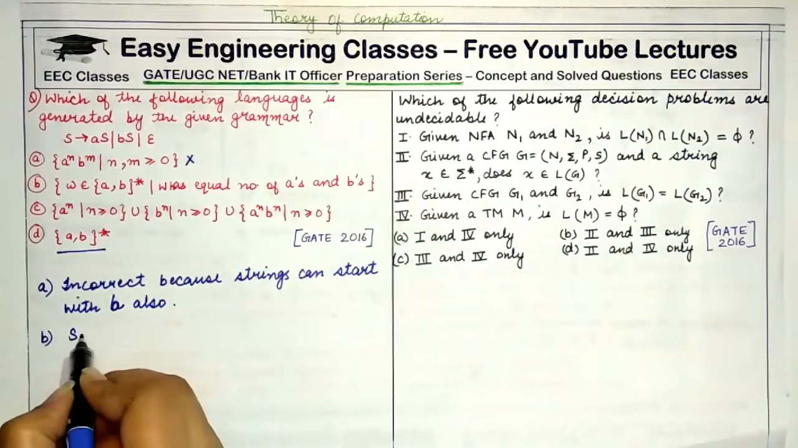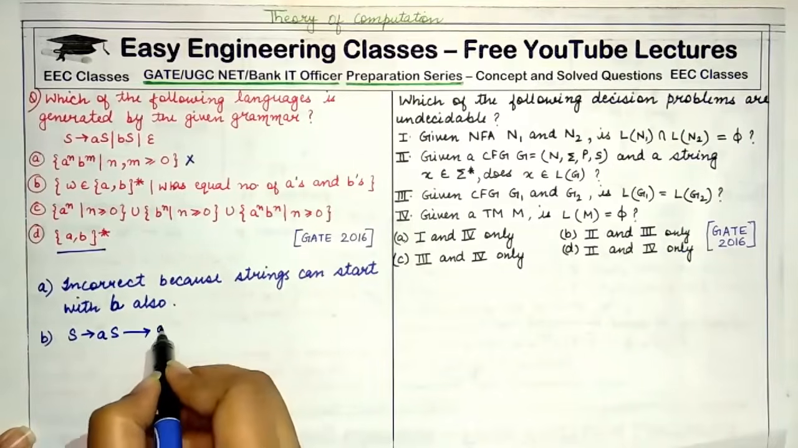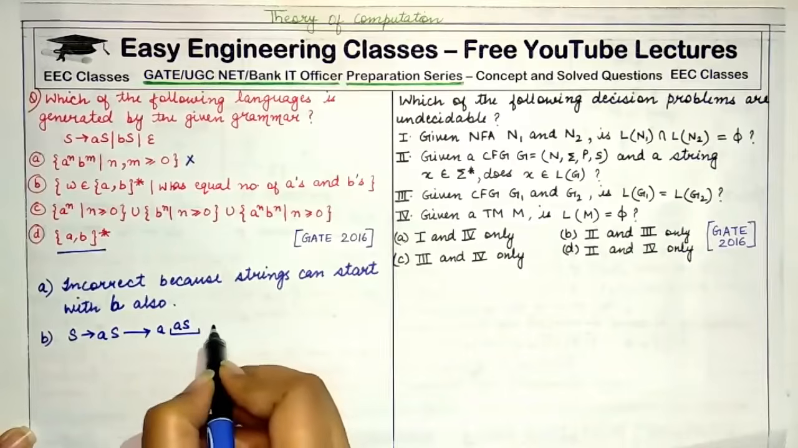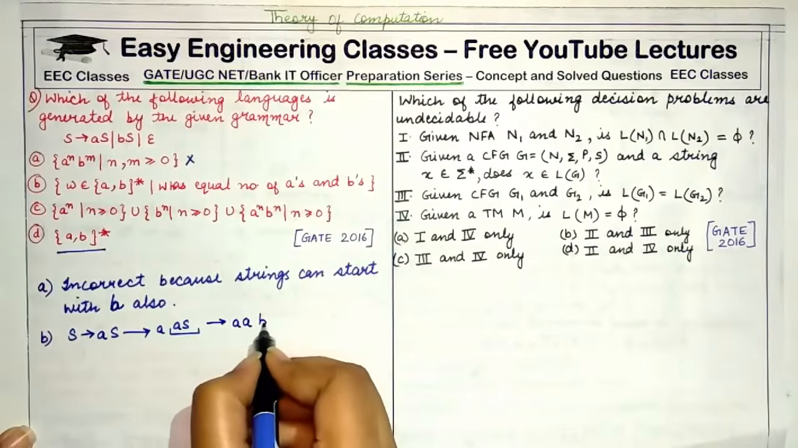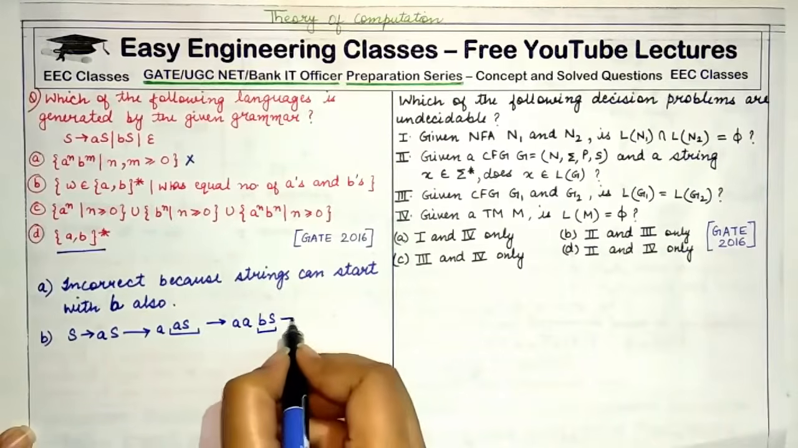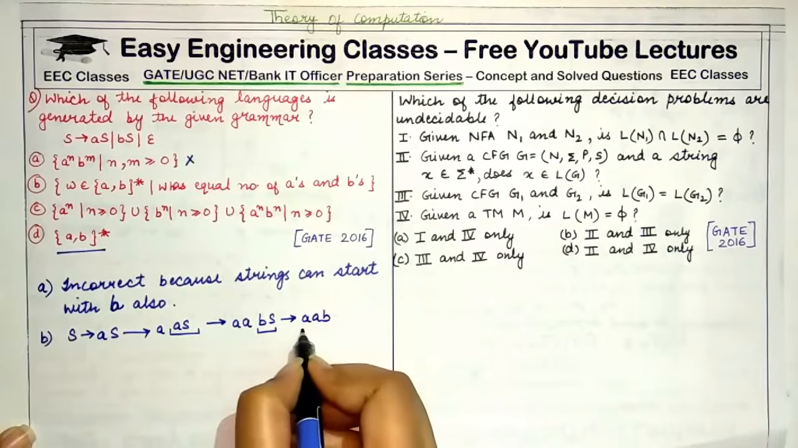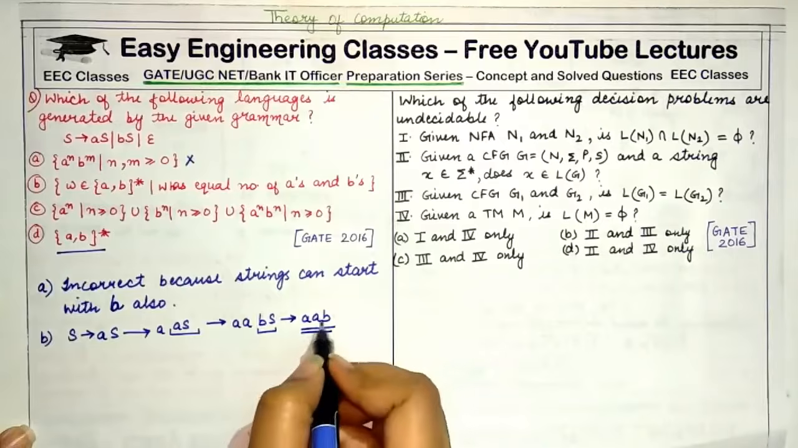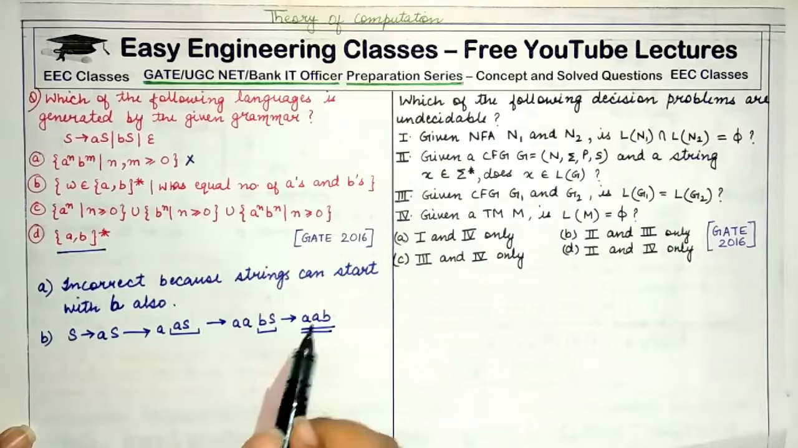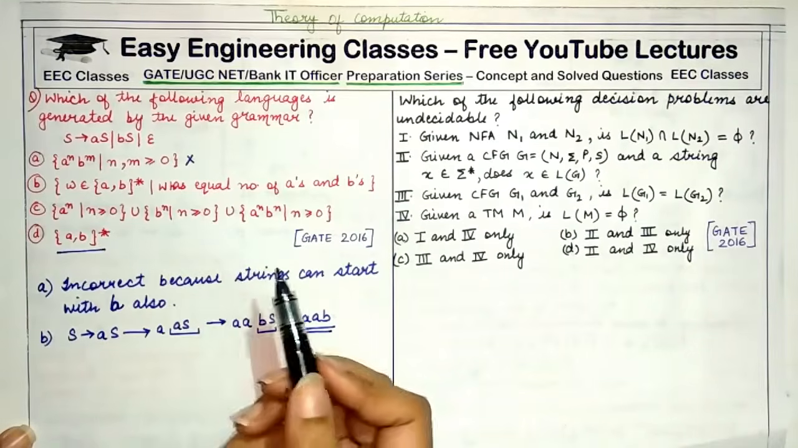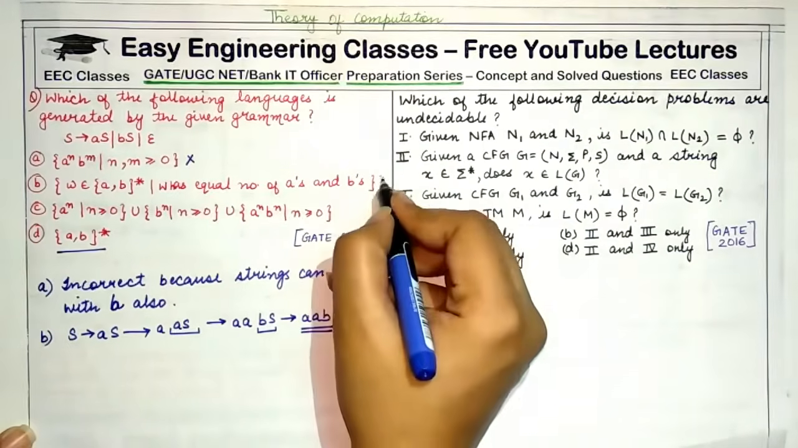If I write productions like S goes to AS, and again I replace this S with another AS, and then at the end I replace this S with BS, so AA, BS, and at the end replacing this S with lambda or epsilon, I get AAB. So I have generated this string from this very grammar, and the number of A's and B's are not equal. So this language would contain other strings that have A's and B's in unequal numbers. So this is also not the right option.